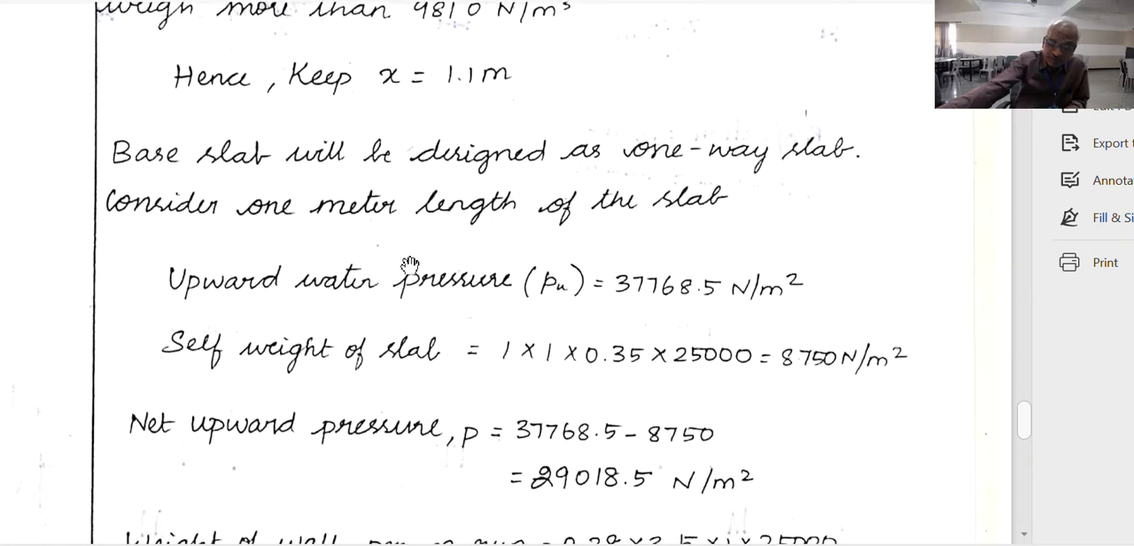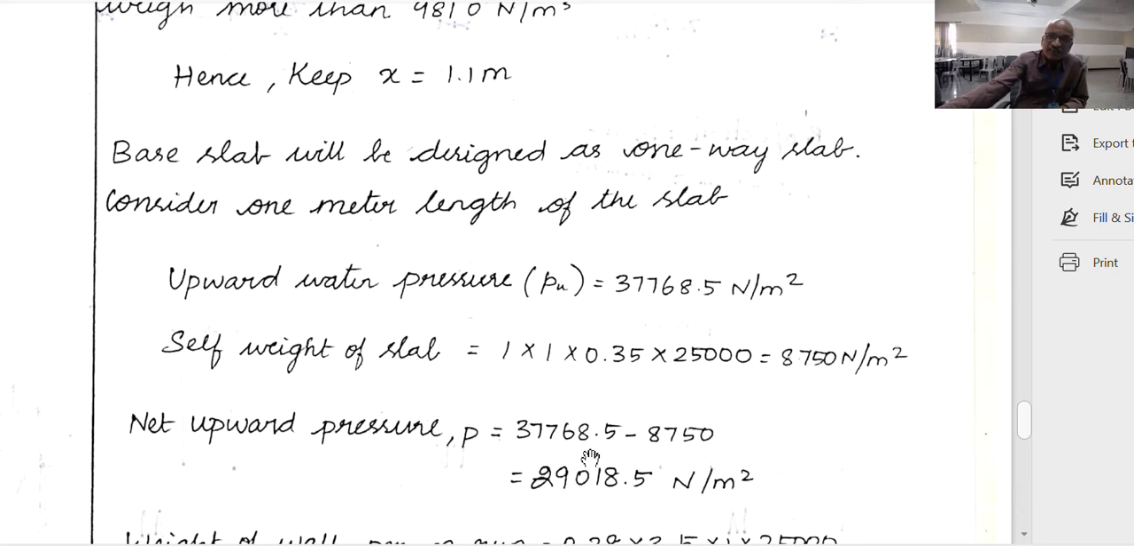Now the base slab will be designed as a one-way slab because the inner dimension of the slab is 5 meters by 12 meters. So it is more than 2. Therefore, the slab will behave as a one-way slab. And on the outside, you got projection 1.1, 1.2.